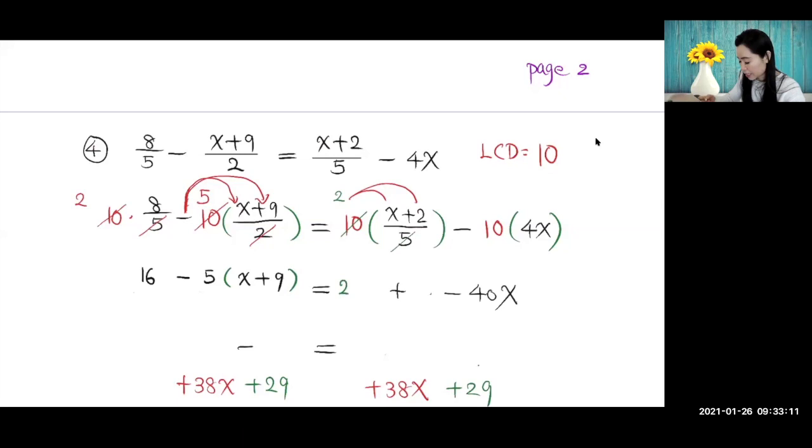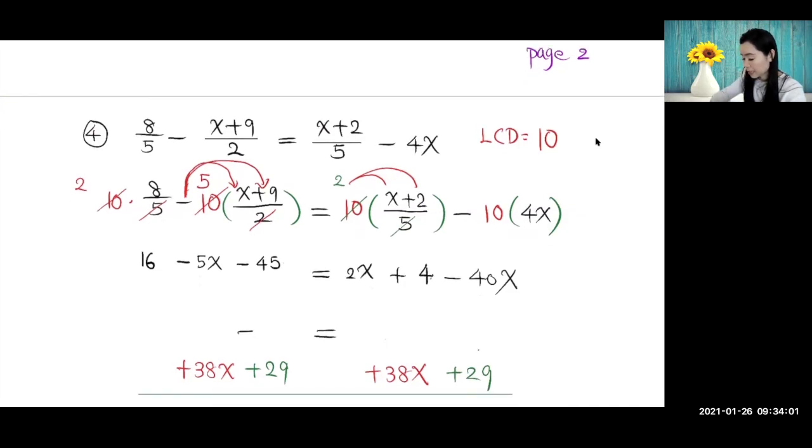Actually, I can go ahead and distribute right now. So I'm going to erase this. I'm going to distribute this -5 inside this parenthesis. -5 times x is -5x. -5 times 9 is -45. Now over here, you distribute the 2. 2 times x is 2x. Plus 2 times 2 is 4.